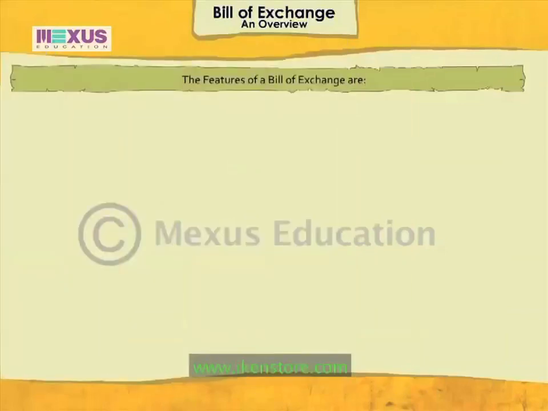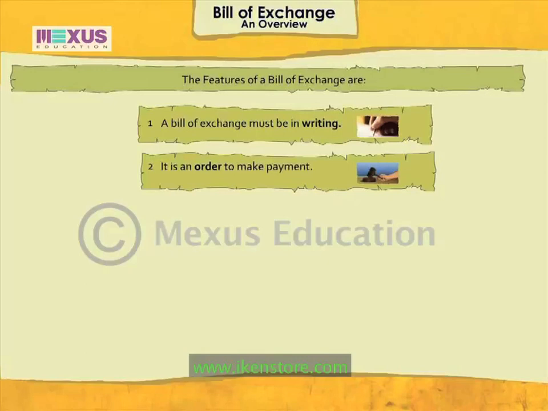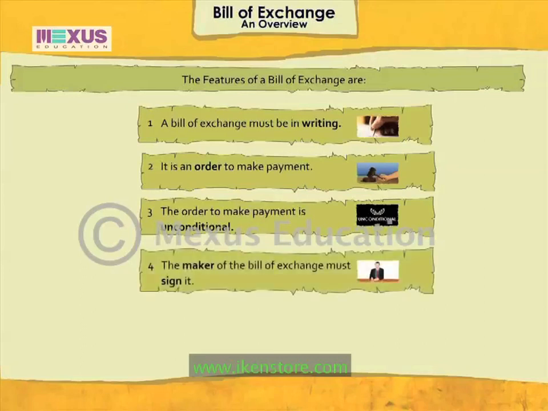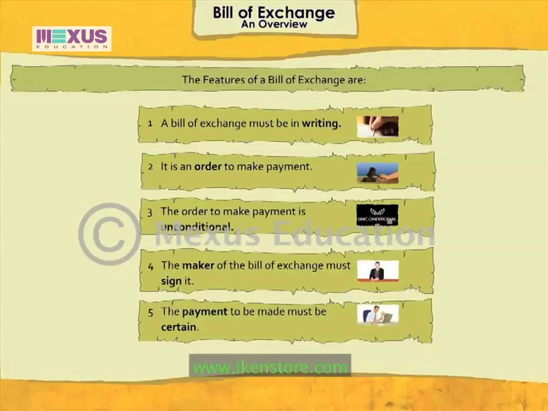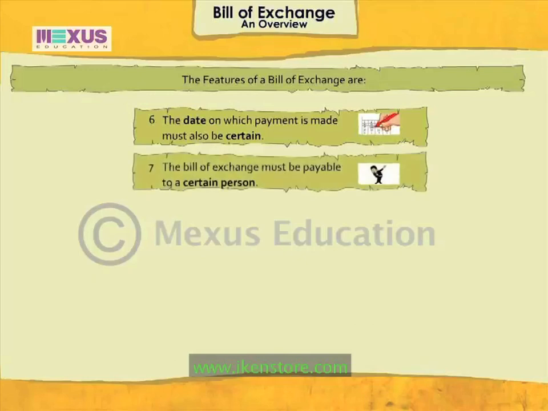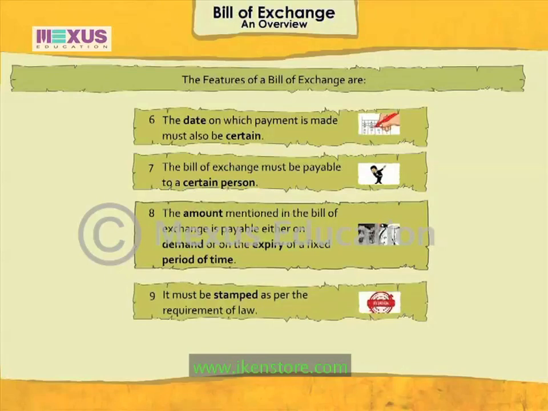The features of a bill of exchange are: 1. A bill of exchange must be in writing. 2. It is an order to make payment. 3. The order to make payment is unconditional. 4. The maker of the bill of exchange must sign it. 5. The payment to be made must be certain. 6. The date on which payment is made must also be certain. 7. The bill of exchange must be payable to a certain person. 8. The amount mentioned in the bill of exchange is payable either on demand or on the expiry of a fixed period of time. 9. It must be stamped as per the requirement of law.